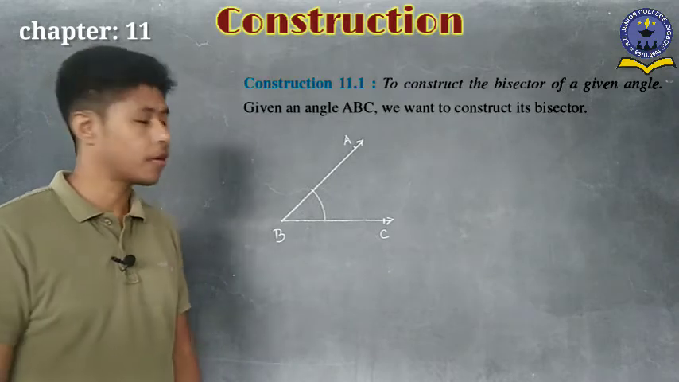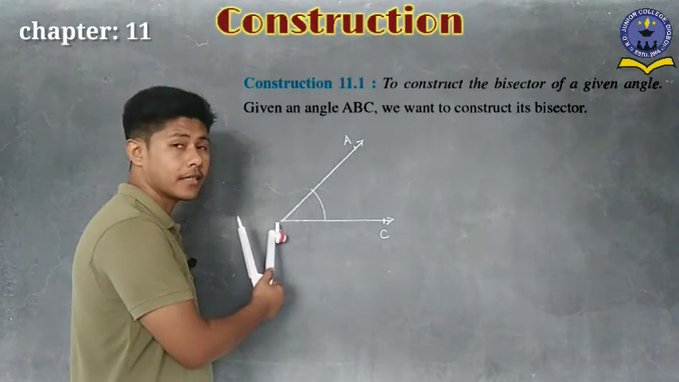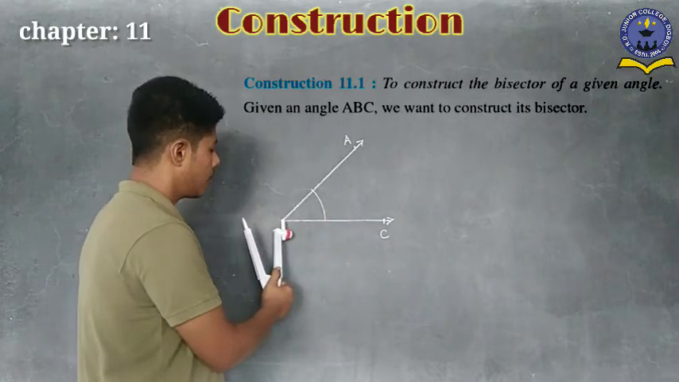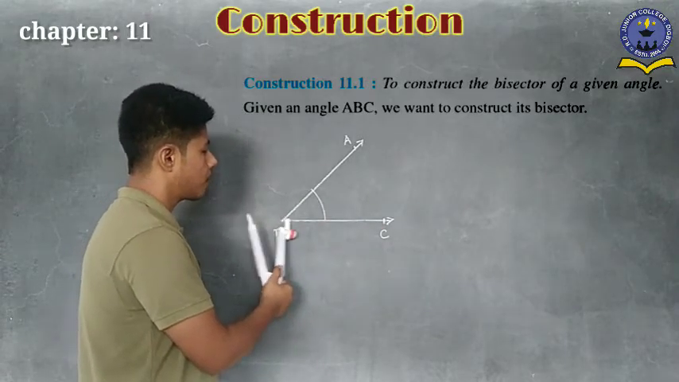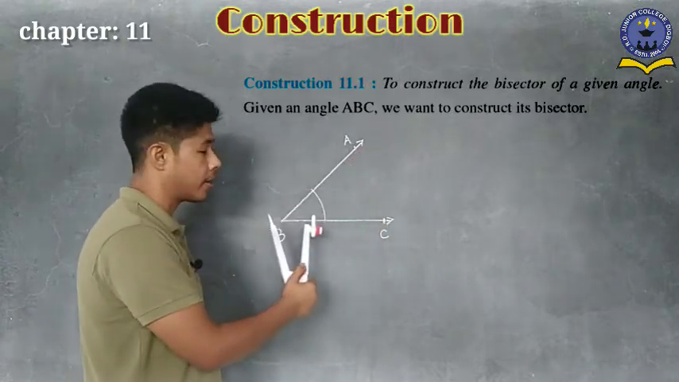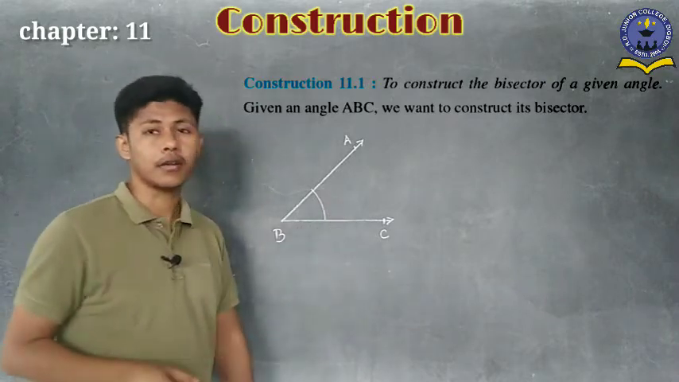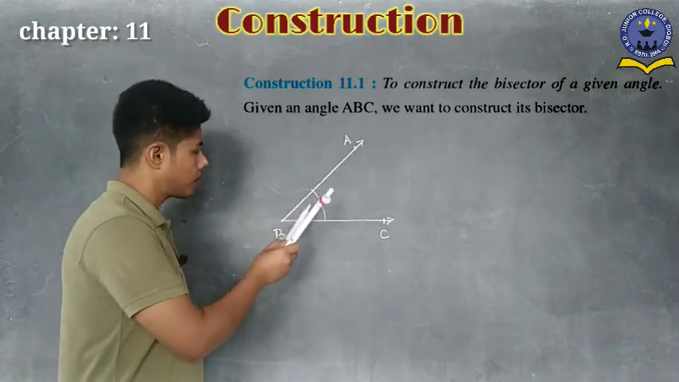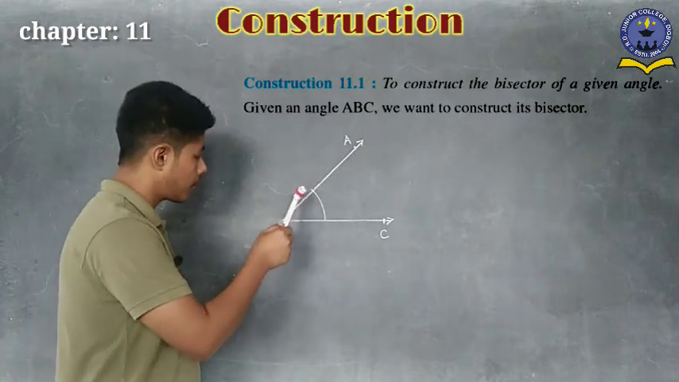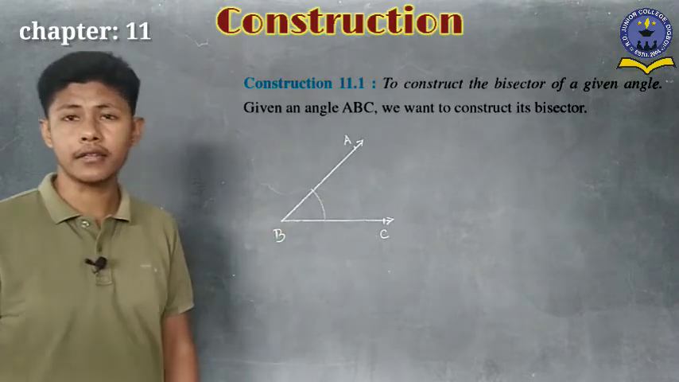First step: taking B as a center, you have to draw two baselines. The initial point is this one. From here one line we have to draw and another line here, and then in between these two, one angle is created, isn't it? So the angle is this one. We need the bisector here. So taking B as a center, now we draw an arc across the angle.